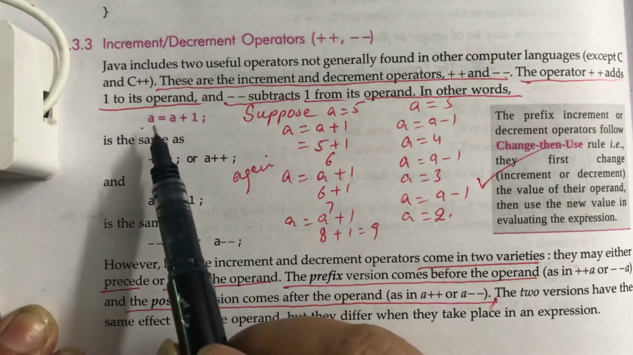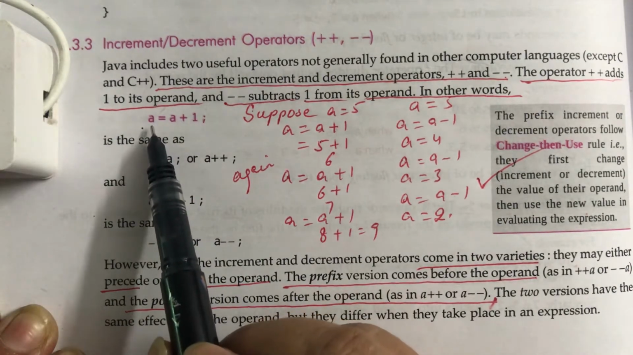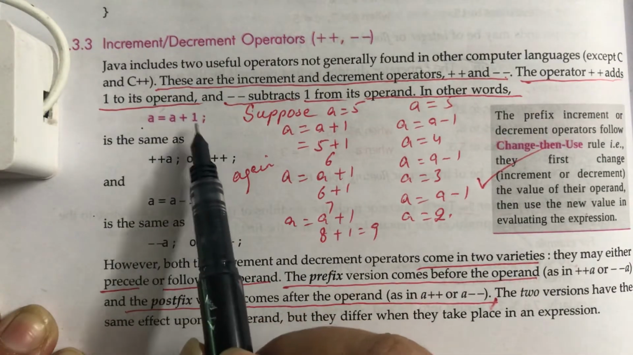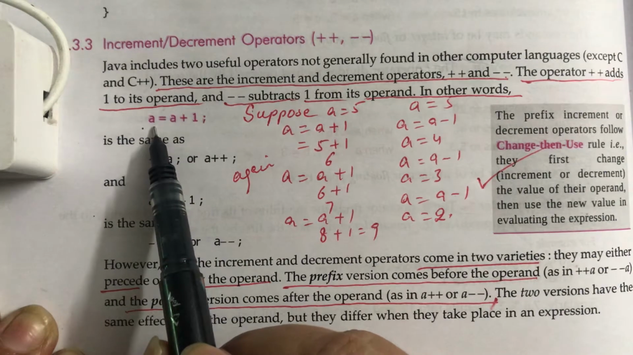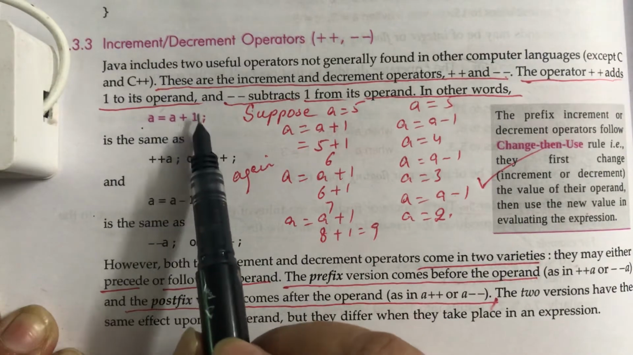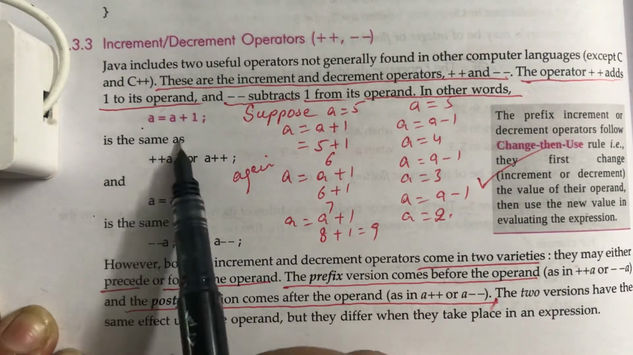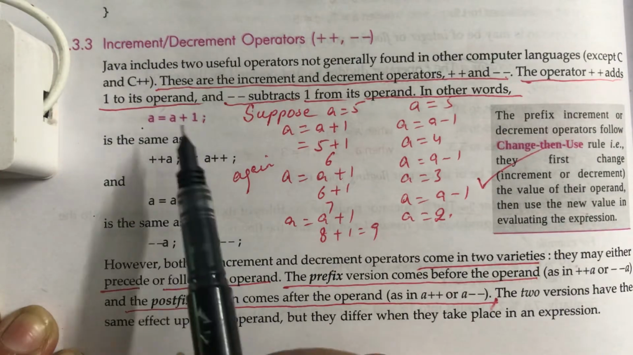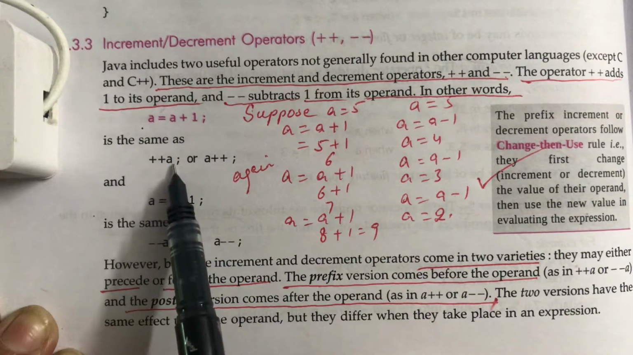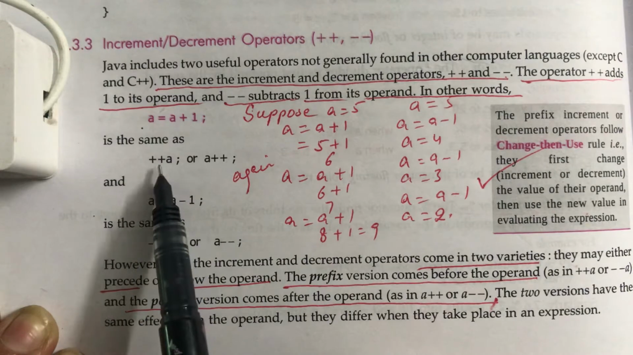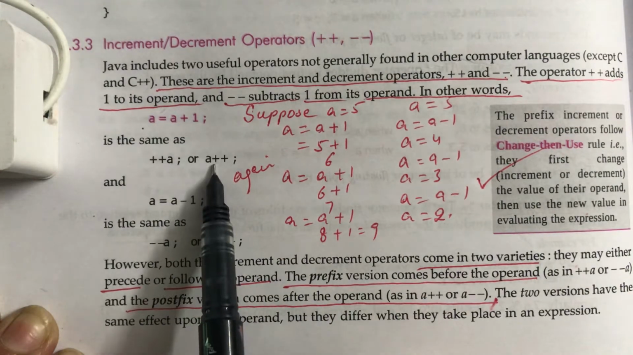Now in other words, they have given here the example a is equal to a plus 1. Suppose a value is 5. So 5 plus 1 will make it 6. Now the present value of a will be 6. In the same way, we can write it here as plus plus a or a plus plus. That means there are two ways of writing this increment operator.